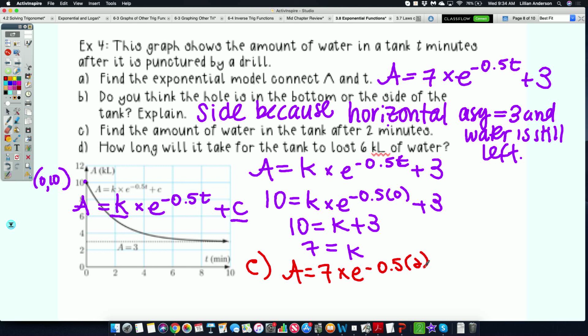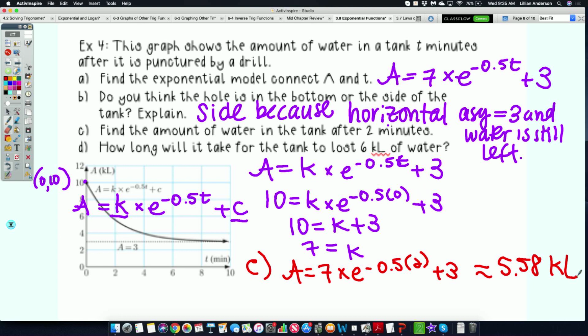Plug in 2 for T. And I use my calculator to get my answer. So my area is 5.58 kiloliters. Don't forget our units, kiloliters. Now, how long will it take for the tank to lose 6 kilometers of water?